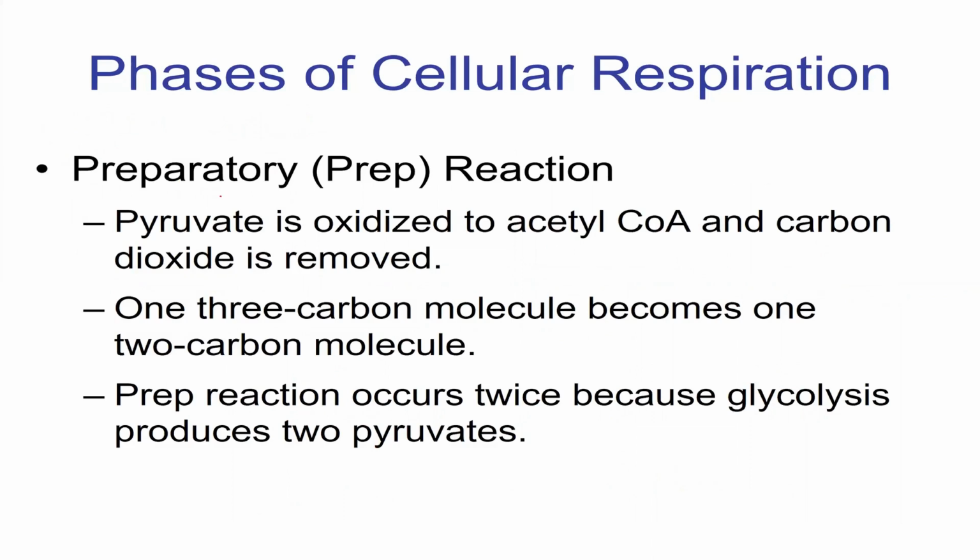Next, we have the prep reaction. So we're going to get the pyruvate that we made from glycolysis, and we are going to prep it. We are going to get it ready to go into the citric acid cycle. So we'll talk later on, but a 3-carbon molecule is going to become a 2-carbon molecule. And then that is going to change into something else later on.